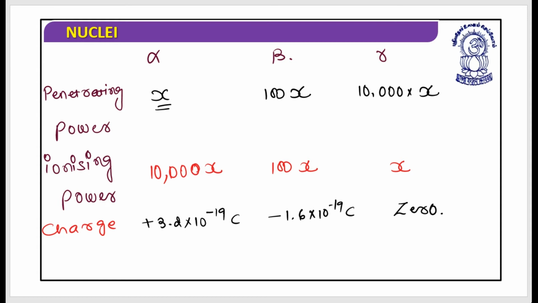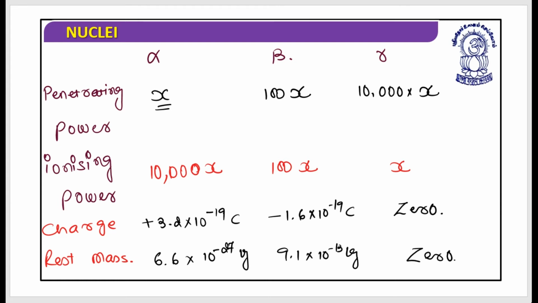Yes. If we talk about the rest mass of these particles, then the rest mass of an alpha particle is 6.6 × 10^-27 kg. For a beta particle, it equals 9.1 × 10^-31 kg. And the rest mass of the gamma particle is 0. Please do remember this data, yes, because they have the capability to be asked.